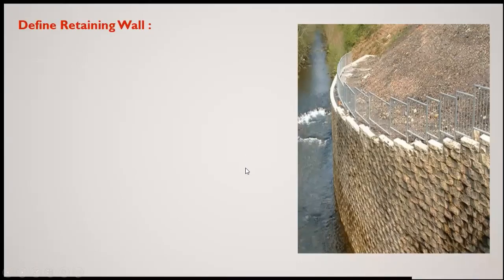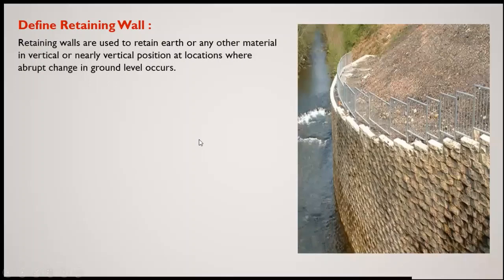Now, when we have to define the retaining wall, what is the definition? Retaining walls are walls which are used to retain earth or any other material in a vertical or nearly vertical position at a location where there are changes in the ground level. So where ground level is changing, there may be backfill, and we have to support that backfill. Retaining walls you may find in mountainous regions near roads, or near a river area. Everywhere you will find retaining walls.